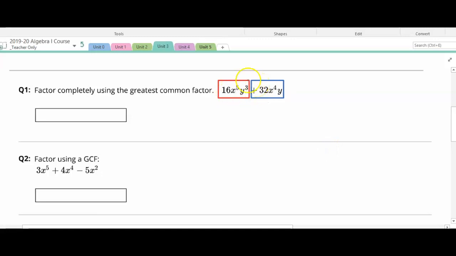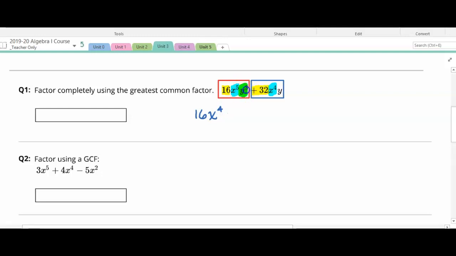I need to first think about the coefficients, the 16 and the 32. What's the greatest common factor between 16 and 32? And the answer is 16. I could divide both of these by 16. That's the biggest number. Then we're going to look at the x variable. The red term has 5 x's, the blue term has 4 x's. The most they have in common is 4 x's.